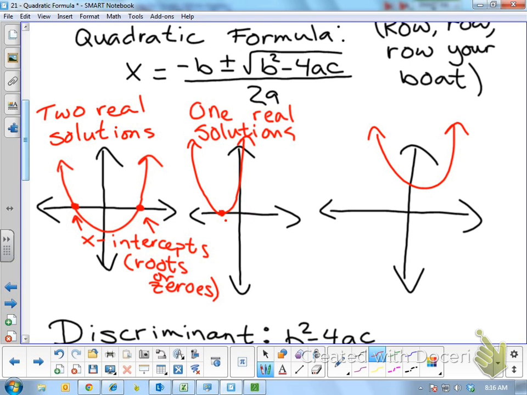So what do you think the last one would be? Okay. No real solutions, which is technically correct, but we also have a second name for it. So instead of saying no real solutions, what we say when this situation occurs is 2 imaginary solutions.